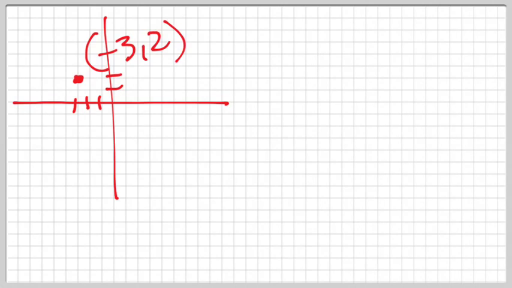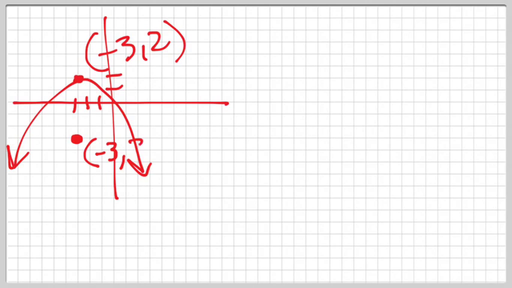So let's say I had a parabola facing like this. Let's say it was here. So -3, 2 is where my vertex is. And it was facing like this. And I told you that the focus was right here at -3, 3... -3.